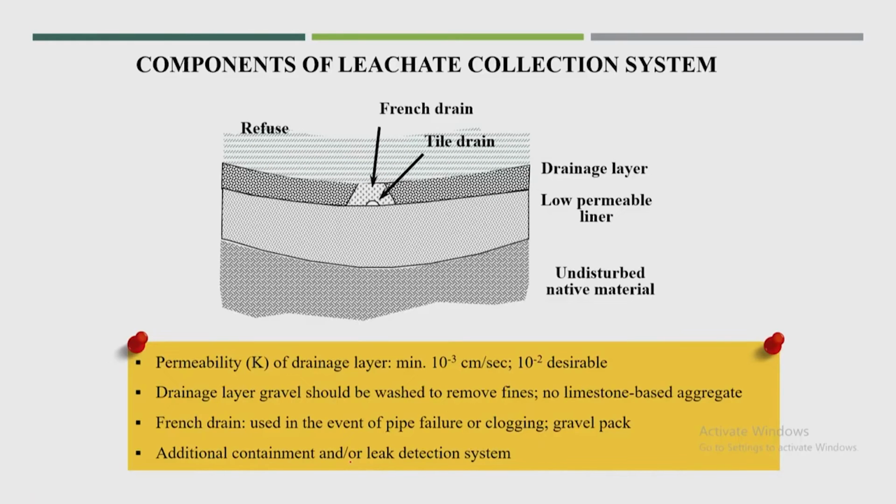So, the permeability K of the drainage layer should be a minimum of 10 to the power minus 3 centimeter per second, where 10 to the power minus 2 is desirable. Drainage layer gravel should be washed to remove fines, and no limestone based aggregates. A French drain is used in the event of pipe failure or clogging, and an additional contaminant and or leak detection system is required. So, time to time monitoring is also required in case a leakage is possible.